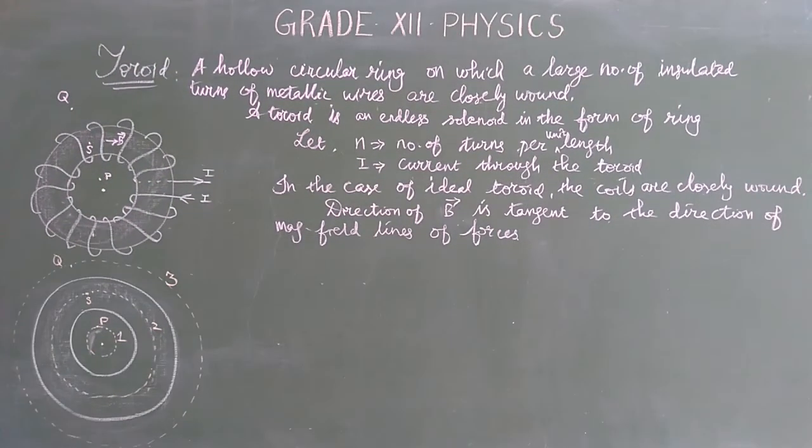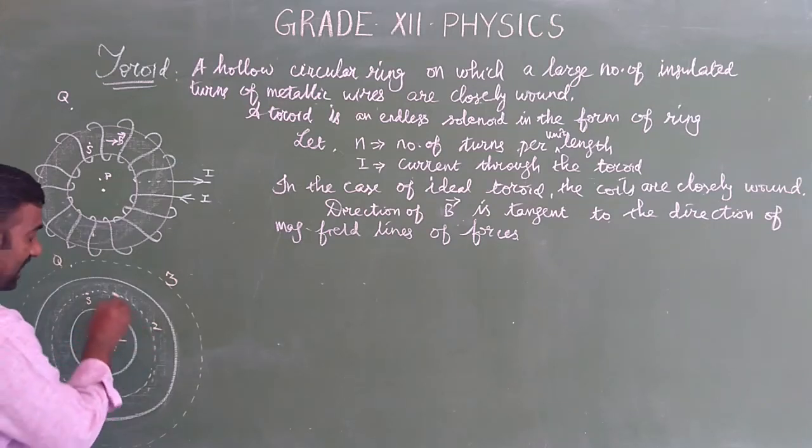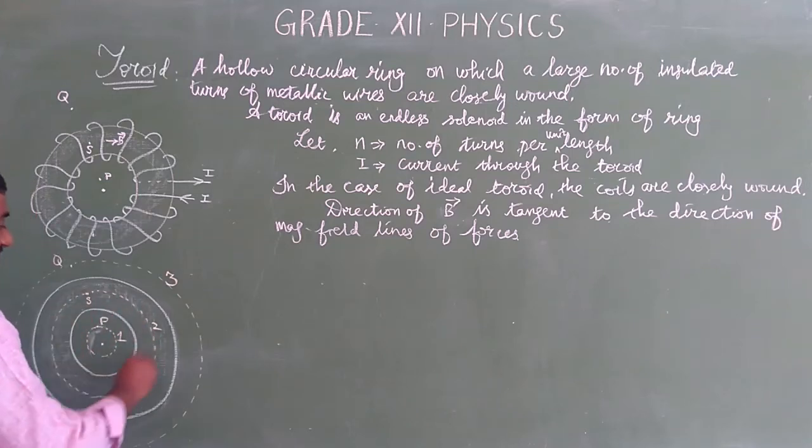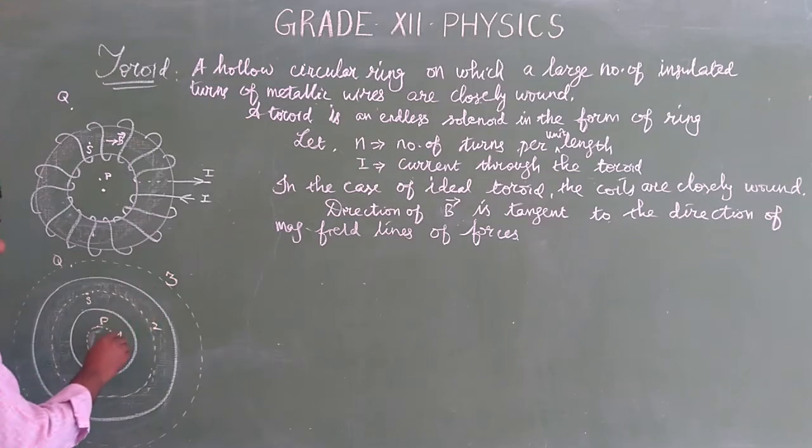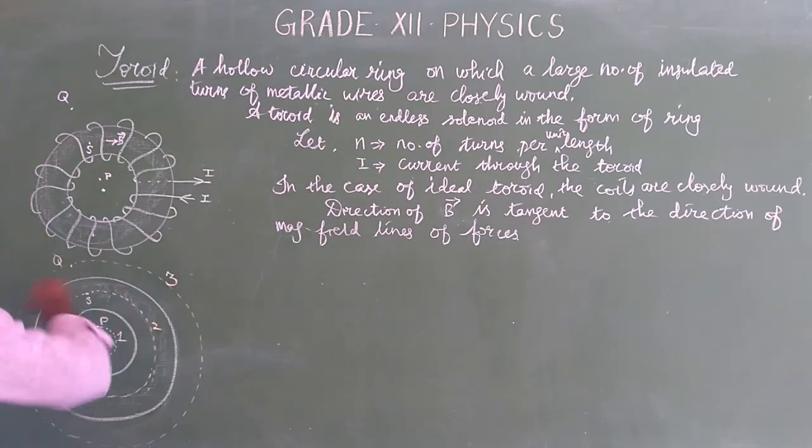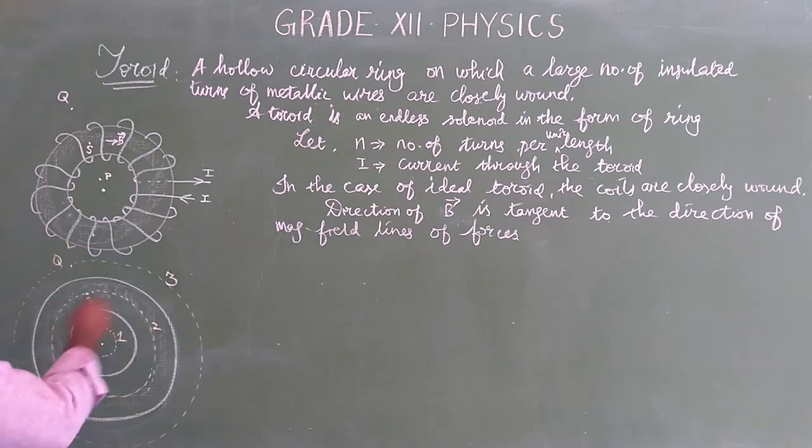So here, the first Amperian loop is on P, the second is inside the toroid, the second Amperian loop is on the surface of the toroid, and the third Amperian loop is outside. So 1 is inside, 3 is outside, and the second loop is on the surface of the toroid. We need to calculate the total magnetic field of this given toroid.